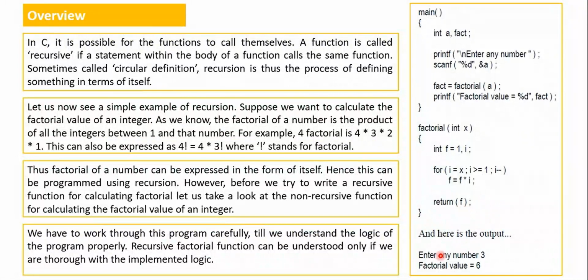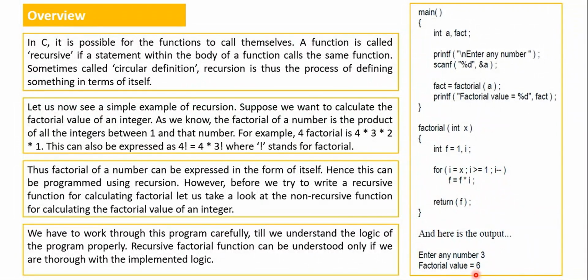You can see the output also. If the number entered is 3, the factorial value will be: for i equal to 3, which is greater than or equal to 1, f equals f multiplied by i. By default f is 1, so 1 into 3. Next time i is reduced to 2, so 3 into 2, 6. Next time it is reduced to 1, so 6 into 1 will be 6.